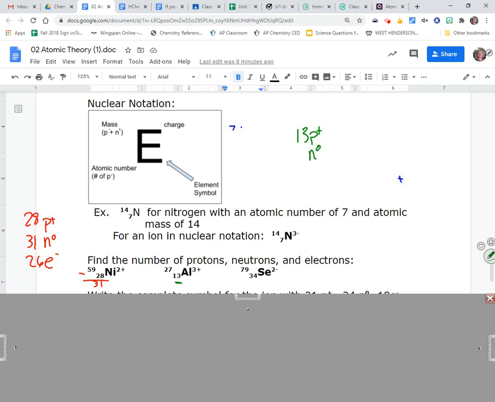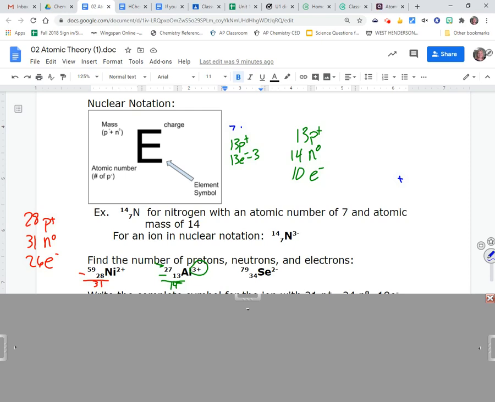For my neutrons, I'm going to take my mass and subtract out my protons, and so I end up with 14 neutrons. And then for my electrons, I see that I have a 3 positive, so that means I've lost 3 electrons from that neutral point. At the neutral point, I would have 13 protons, 13 electrons. I've lost 3 negative things, so I'm going to end up with 10 electrons on that one. So I end up with a 3 positive charge, 3 more positive things than negative things.